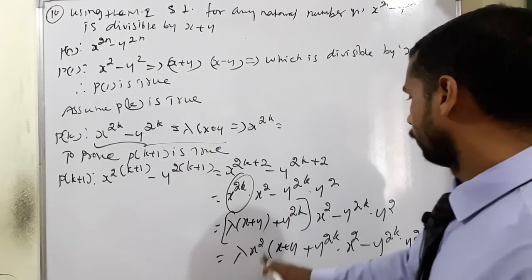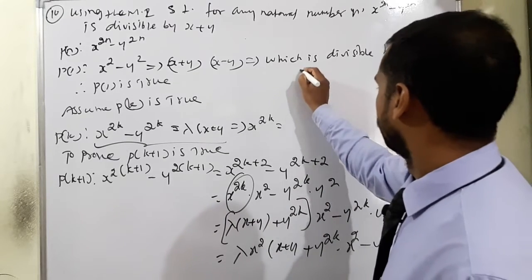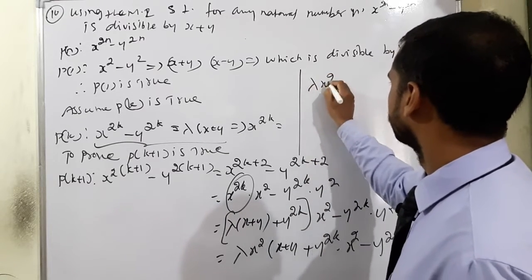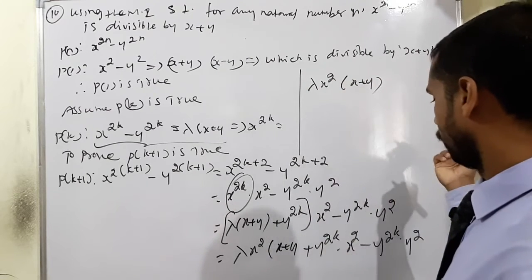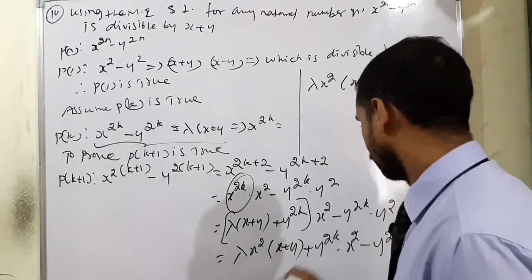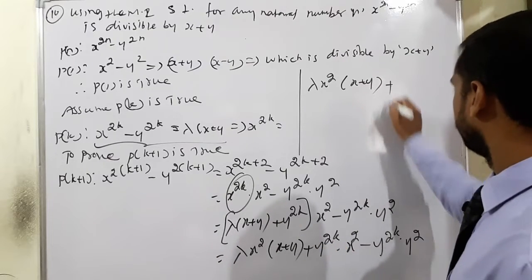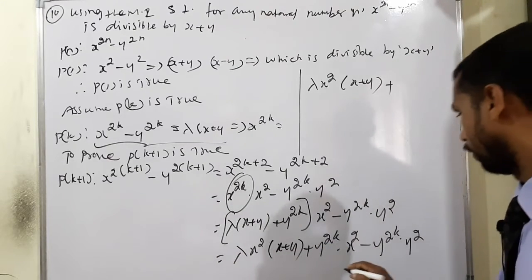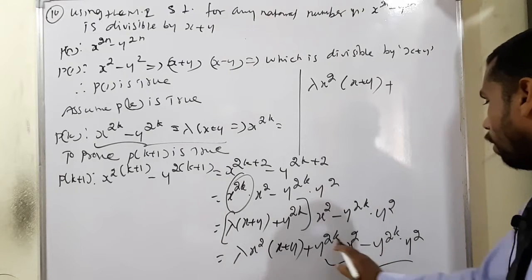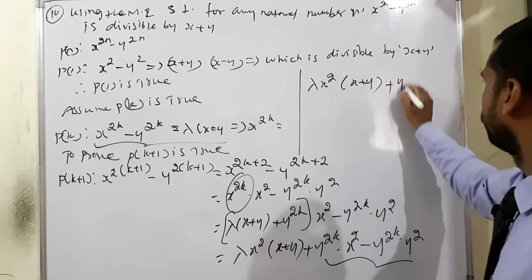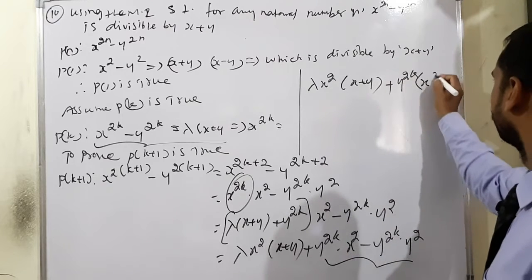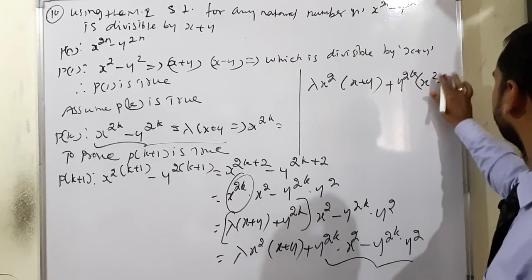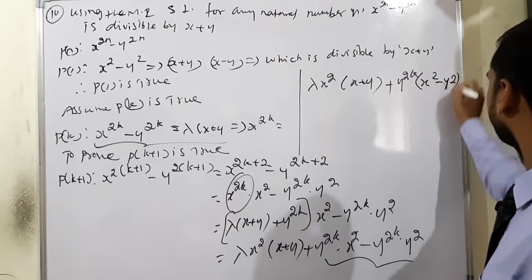So first term: lambda into x square, then bracket of x plus y, then plus y to the power 2k. Second and third term, we have the common y to the power 2k, take it outside, so inside x square minus y square.